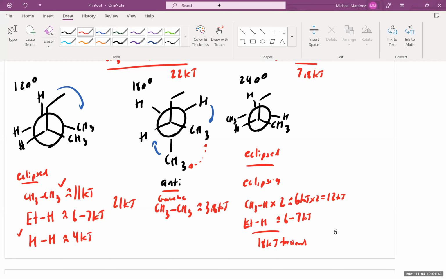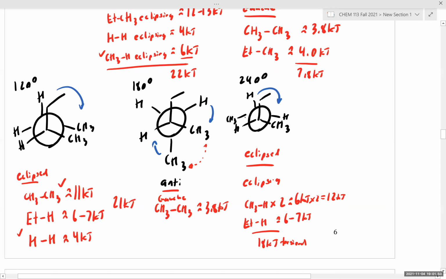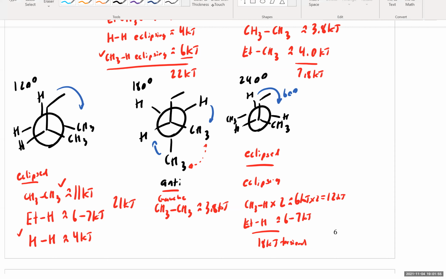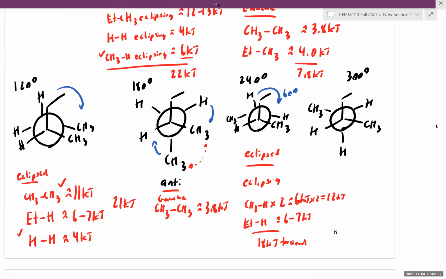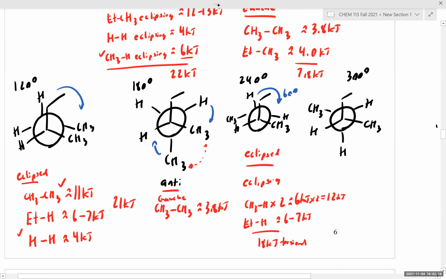Okay, last conformation, we rotate one more time, 60 degrees. And now we have the following. When you're answering this problem, please make sure you keep your conformations organized, because otherwise it'll be very hard for me to understand what is being presented if it's not organized, just like I'm organizing it out here.